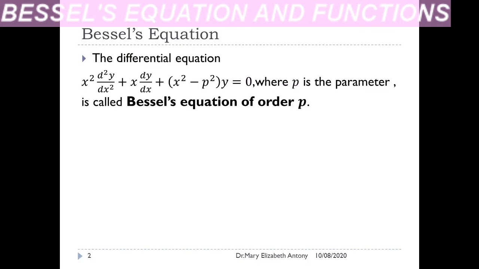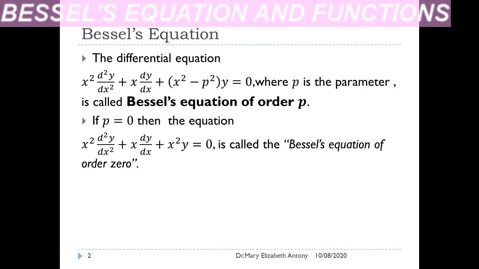The differential equation x² d²y/dx² + x dy/dx + (x² − p²)y = 0, where p is the parameter, is called Bessel's equation of order p. If p is given the value 0, then we get Bessel's equation of order 0. Correspondingly, you can give the value of p to be 1, 2, 3, etc. The corresponding Bessel's equation will be called by the name of order the number you are giving.